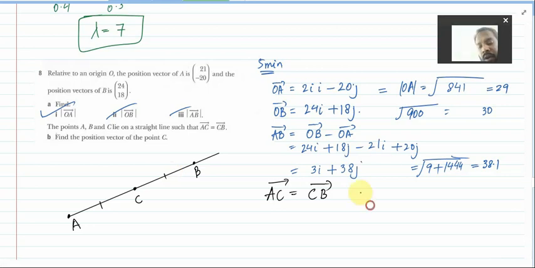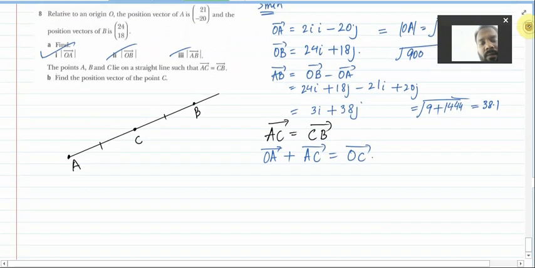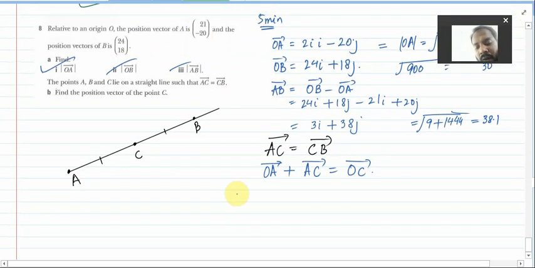To find out the position vector of C, I'm going to apply the condition here, and that will be OA plus AC is equal to OC. Alright, OA is given in the question, and that is equal to 21i minus 20j plus, what is AC? AC is the midpoint of AB, right? And AB we had found out here.